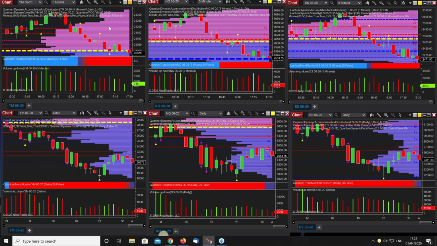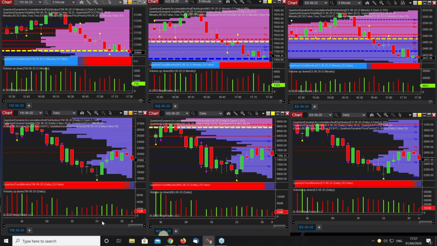This is the YM, the Dow future. This is the NASDAQ 100 future. And over on the right-hand side, we've got the ES, which is the S&P 500 future. So we're looking at comparable indices. Down the bottom here, we've got the daily charts for all those three.